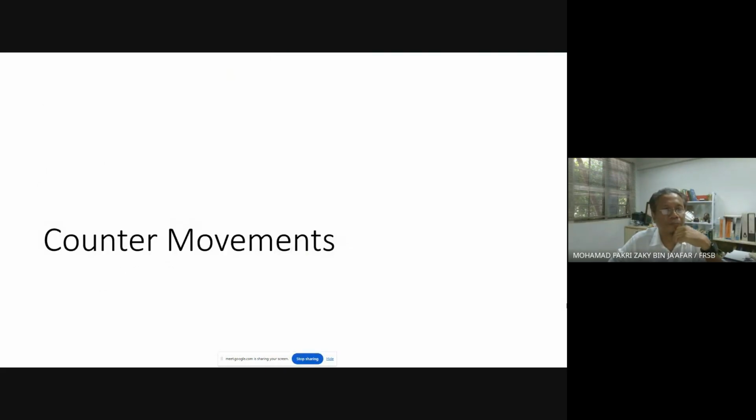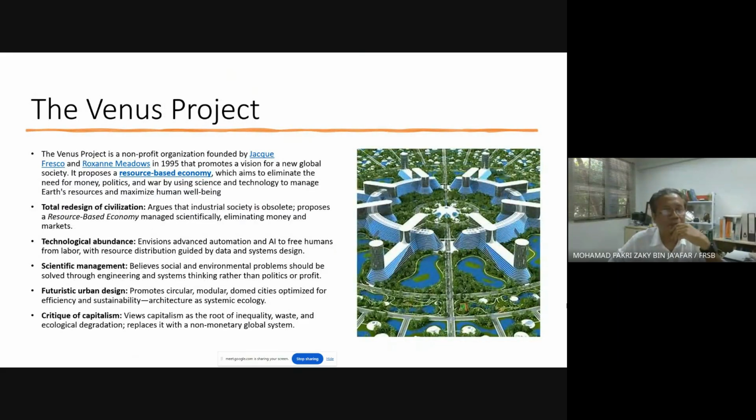So some of the counter movements that embodied the whole integrated idea of a new way of organizing society in the post-industrial revolution. Okay, one of them is the Venus Project, founded by Jacque Fresco and Roxanne Meadows in 1995, which introduced the idea of a resource-based economy.